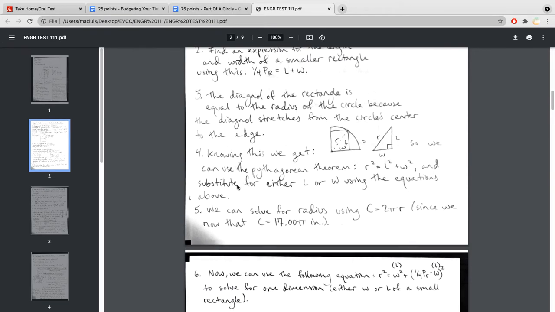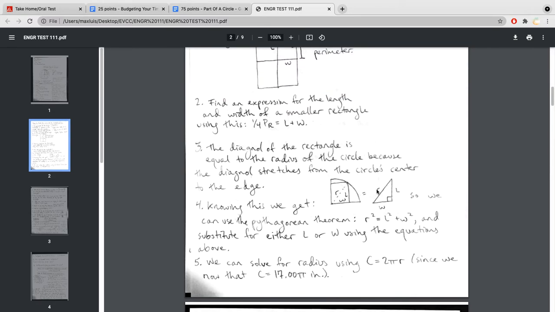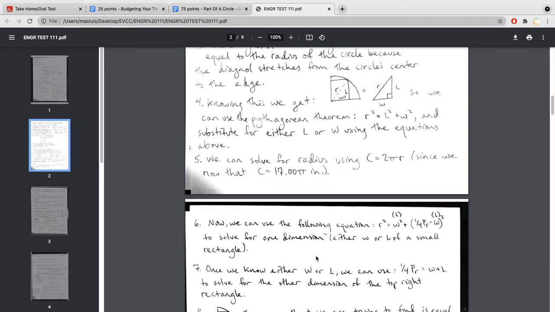And then now we need to substitute. We know r, we'll figure that out in a little bit. So now we need to substitute an equation for the length or for the width. So we'll do that in a bit here.